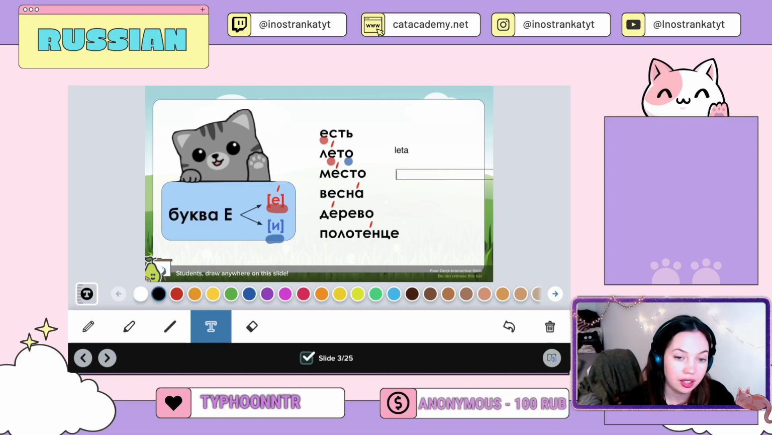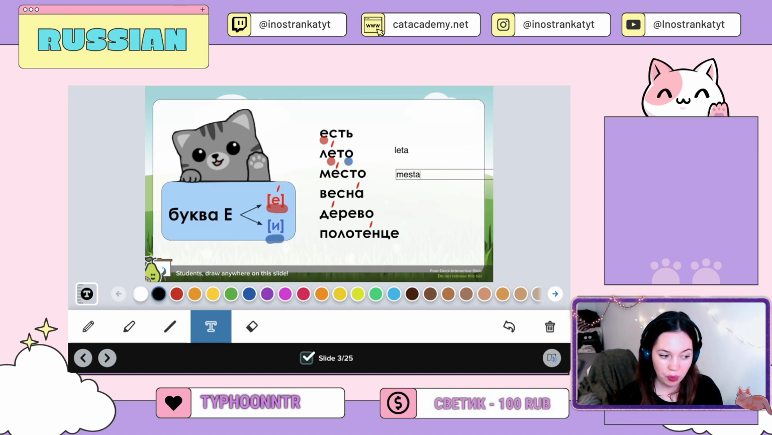Again, the syllable me is stressed, so we must pronounce it as it is. But in the last one we have O, it is not stressed, so we say it as A. Место. Это мое место. This is my place. But in the same way we can translate it as my seat. Место is both place and seat.